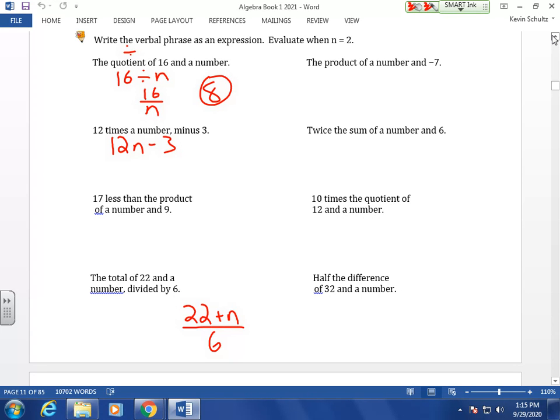Our final step here is to evaluate when n is 2. So we would plug 2 in for n, 22 plus 2, or 24, divided by 6, we would get 4.